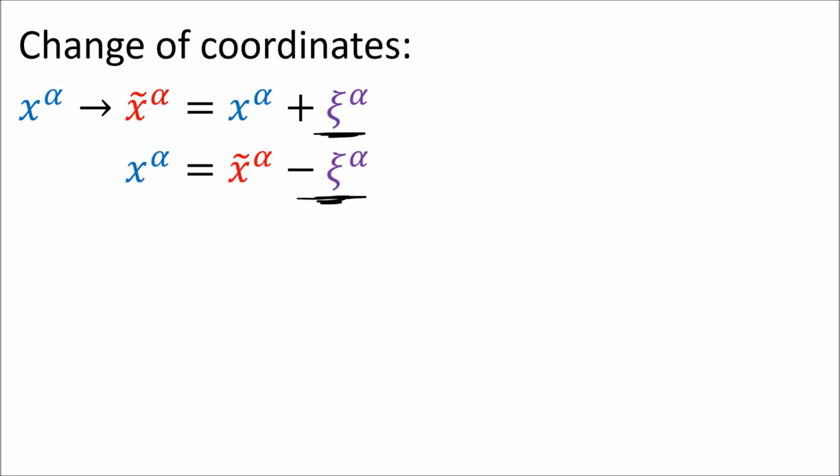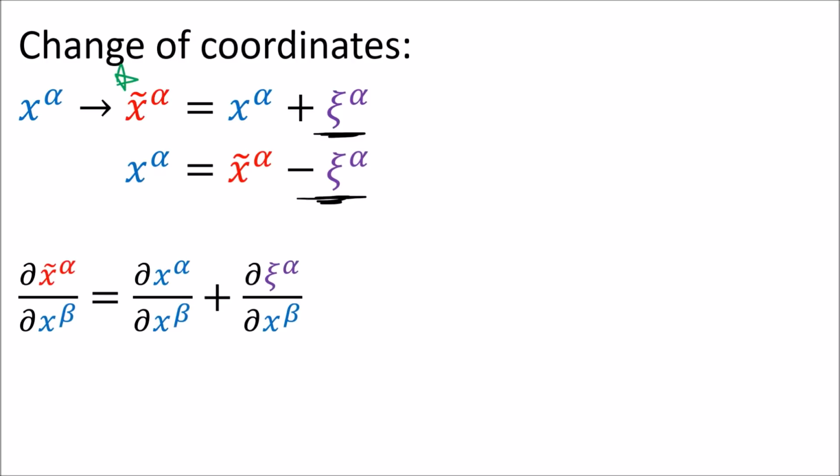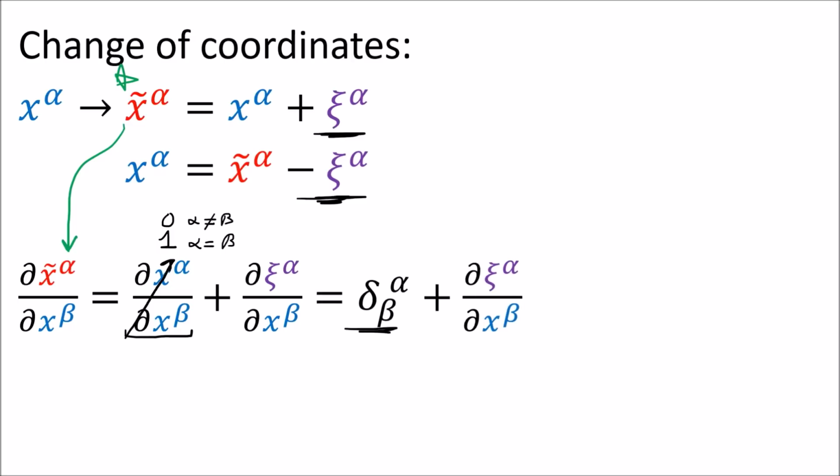If we take this first equation and differentiate both sides by x beta, since x alpha and x beta are independent coordinate directions, this partial derivative is always 0, unless alpha and beta are the same index, in which case this goes to 1. So we can rewrite this as an alpha-beta Kronecker delta.